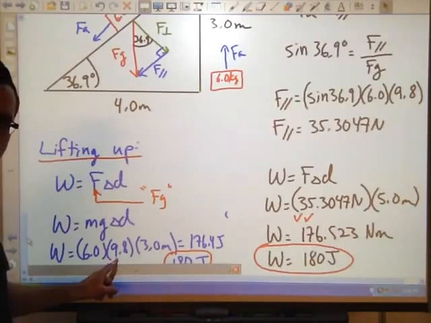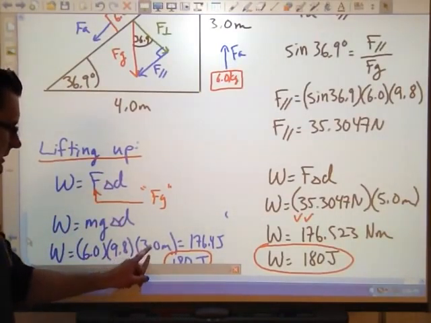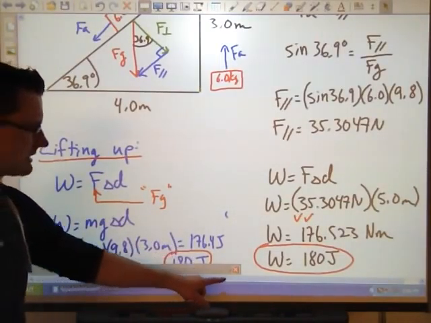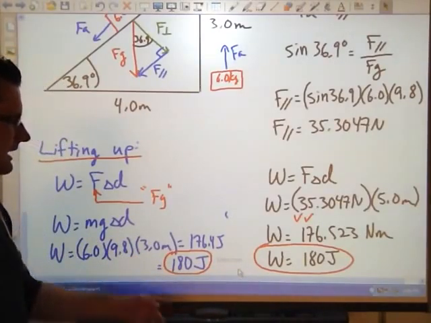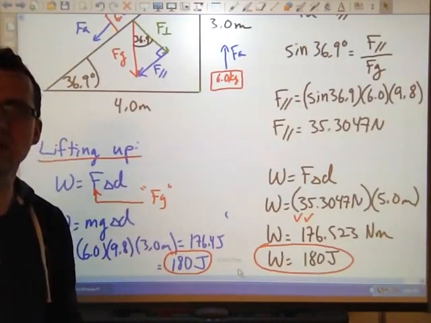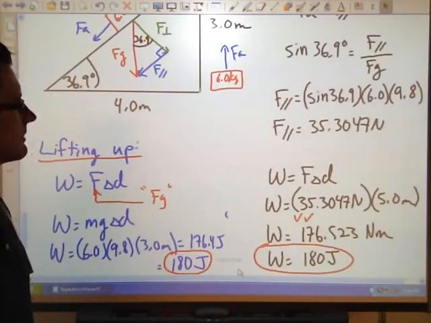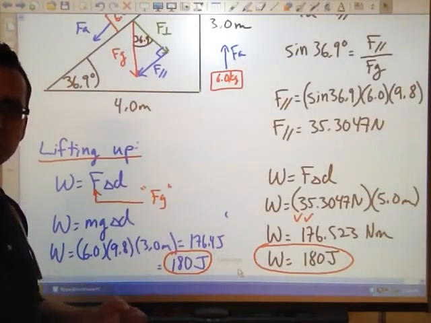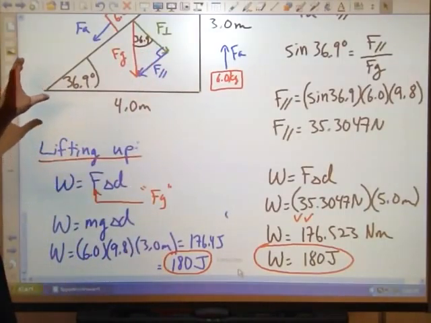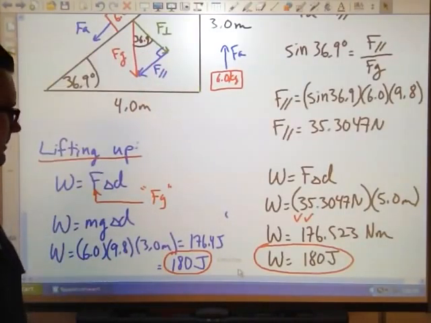opposing gravity, positive 9.8, 3.0 meters, 176.4 joules, and look at that. I get the same amount of work there, 180 joules. So it takes the same amount of work to lift an object up to there as pushing it up there.